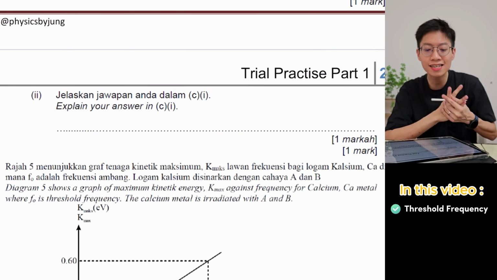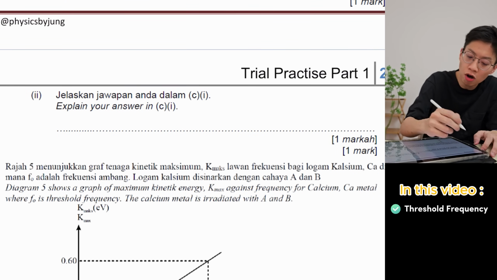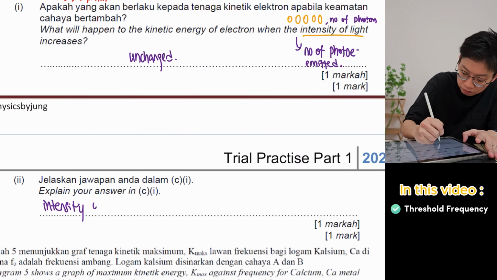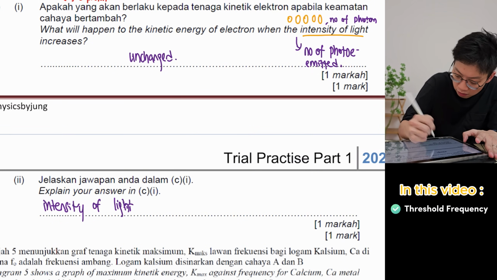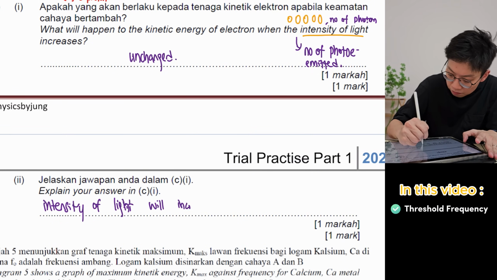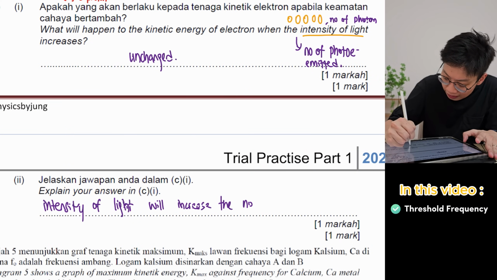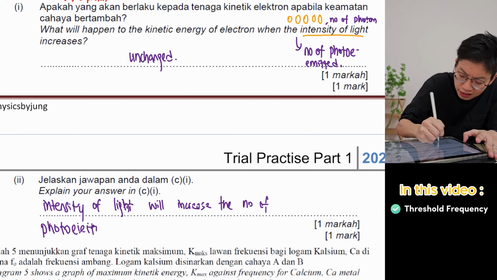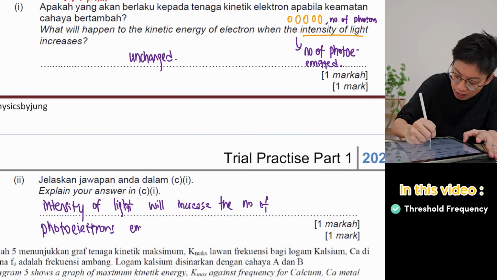Okay, so answer your explanation. Because we will say that the intensity of light will increase the number of photoelectrons emitted.